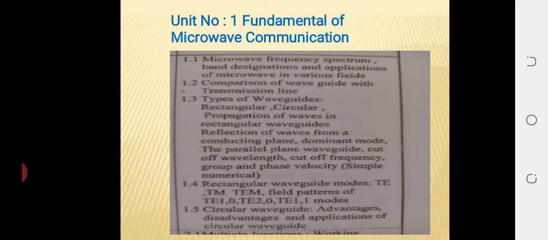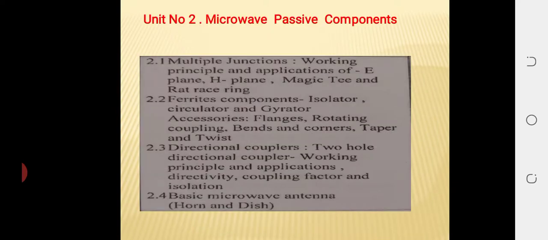Now let's go to unit number 2. Unit number 2 is Microwave Passive Components. In this we are going to study the multiple junctions. What are the junctions? E plane, H plane, magic T, as well as the rat race ring. Here there are 4 types of junctions. We are going to study in detail the working block diagram as well as the construction diagram.